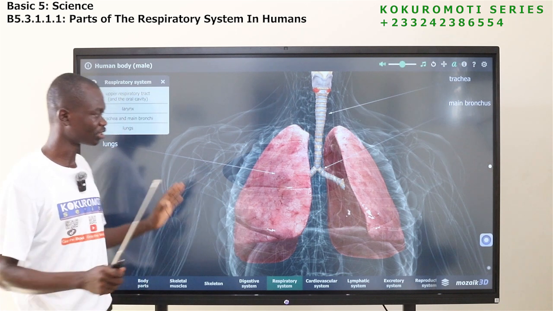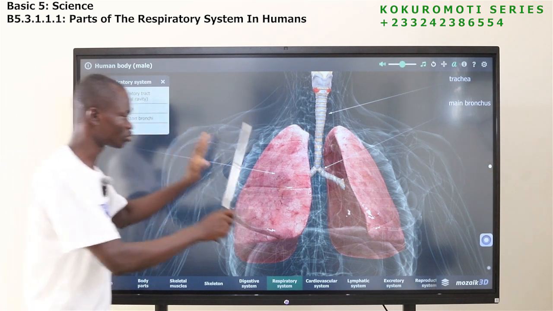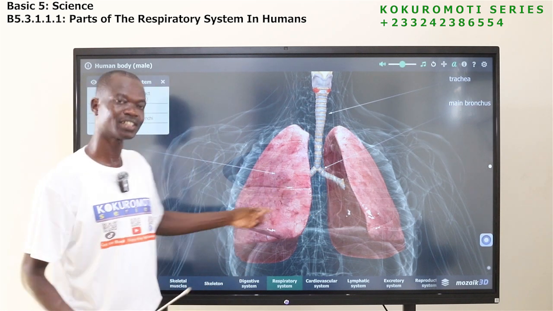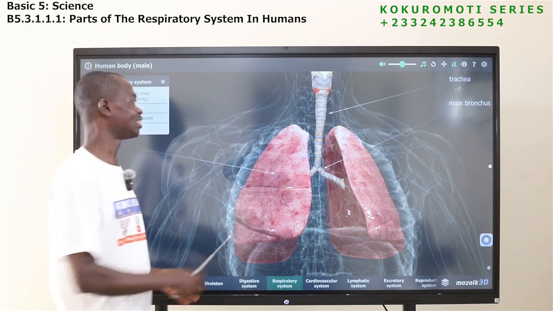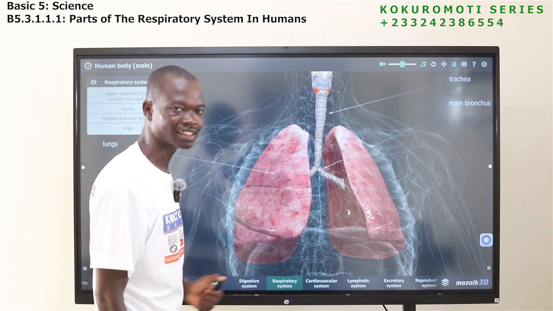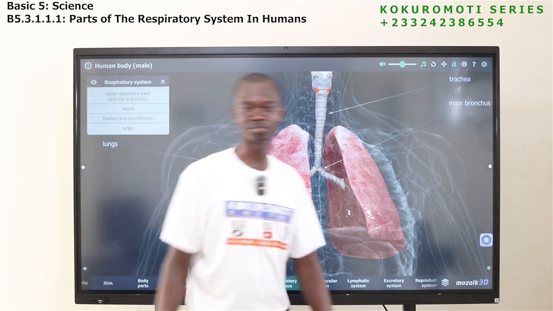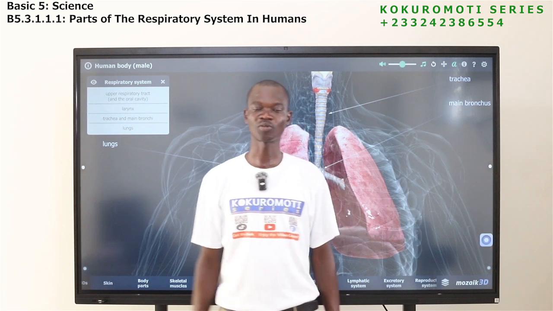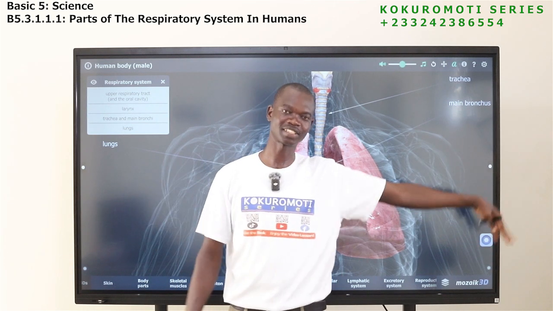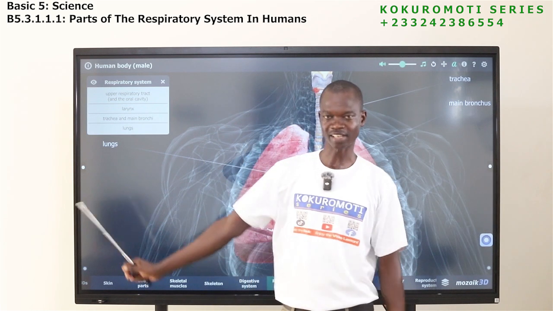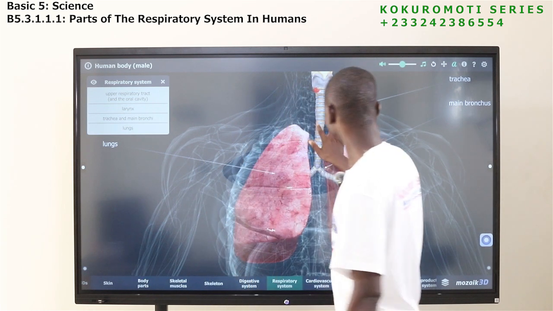If you are drawing the respiratory system, make sure you are able to identify the parts. The lungs are here. If you are facing it like this, you might think this is the right side and this is the left side, but that is not the case. If I face you, where is my right? My right is here, my left is here. So this side is the left, this side is the right.